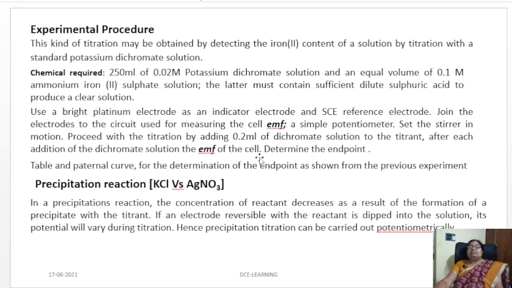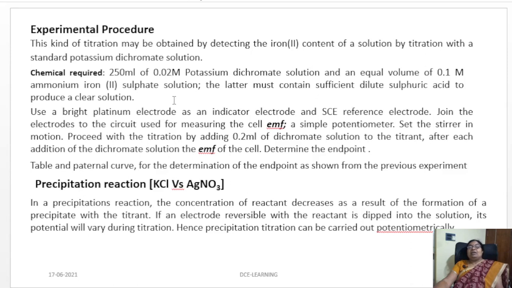By knowing equation 3, you are going to measure the EMF of that particular cell. So this is the experimental procedure here. This kind of titration may be obtained by detecting the iron content. The iron content of the solutions is determined by titration with a standard potassium dichromate solution.